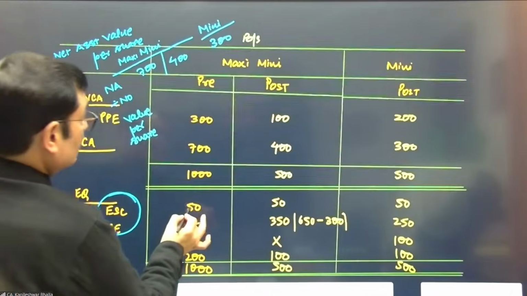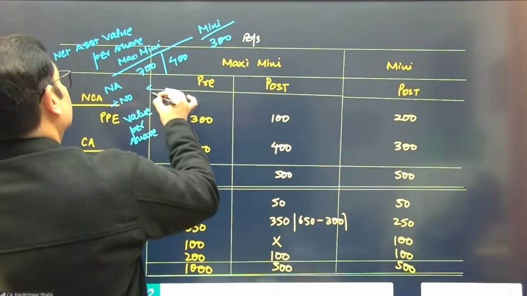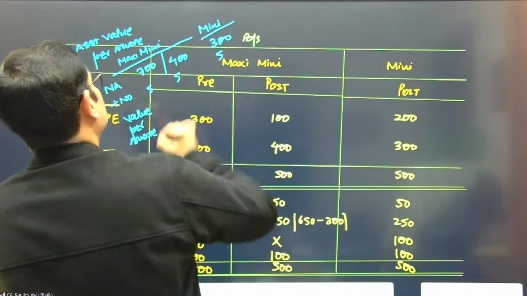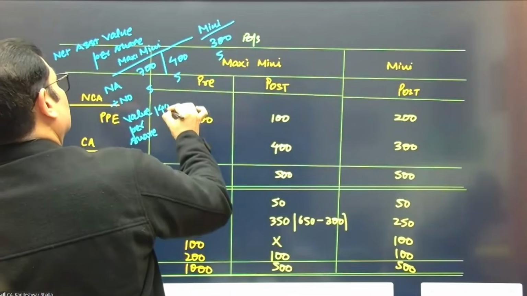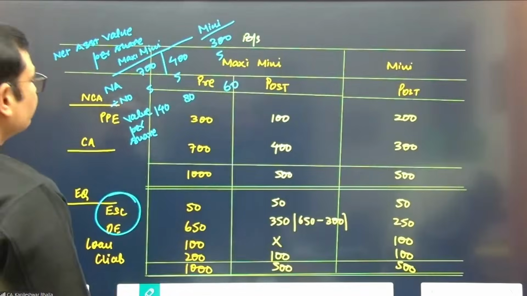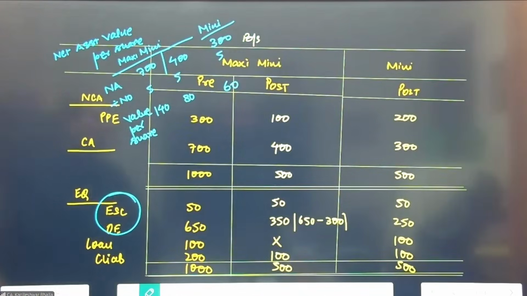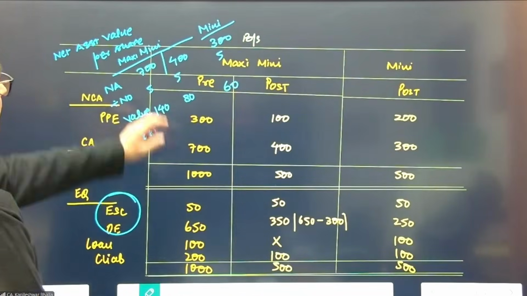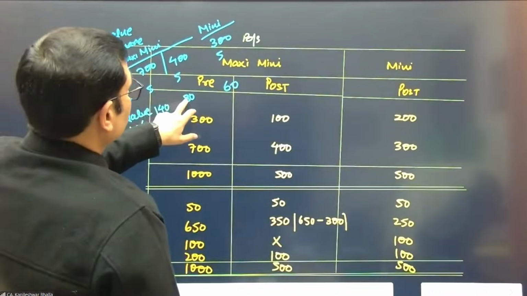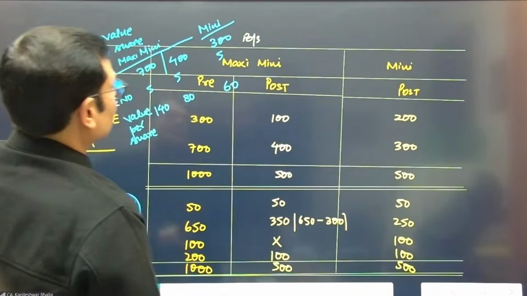So this company has got a total of 5 lakh shares, and this company also has got 5 lakh shares. So this becomes 140, this is 80, and this is 60. We can clearly see in this particular case, this company had a share value of 140, this company has got 80, and this has got 60.